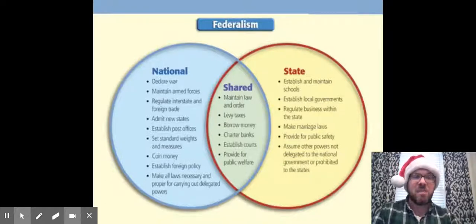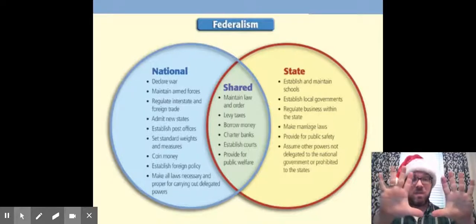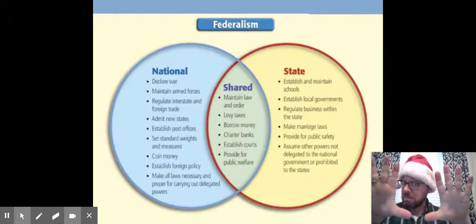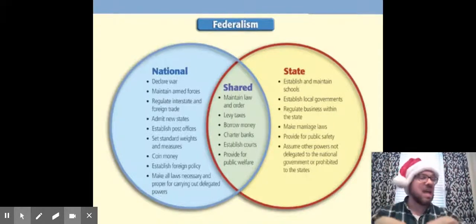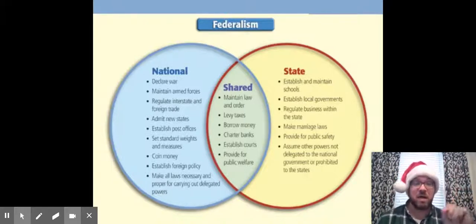That means states also handle birth certificates, death certificates, and all that kind of stuff. And then the state basically can assume powers not delegated to the national government. That comes from the 10th Amendment. Anything not given to the federal government is reserved for the states, whether it's written or not.